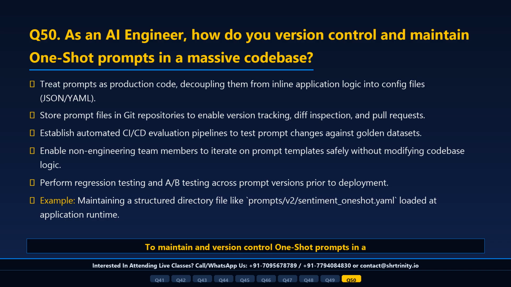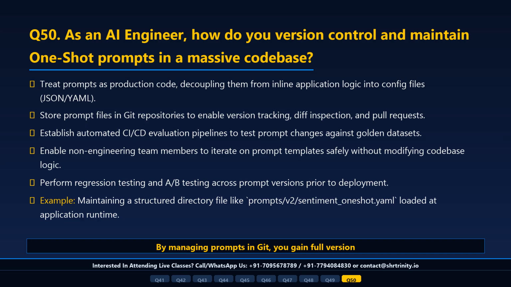These templates live in a structured directory in your Git repository, for example under prompts/v2/sentiment_oneshot.yaml. By managing prompts in Git, you gain full version history, code review workflows via pull requests, and the ability to audit historical changes over time. Furthermore, this separation enables non-engineer domain experts to refine system prompts and one-shot exemplars without touching core application code.